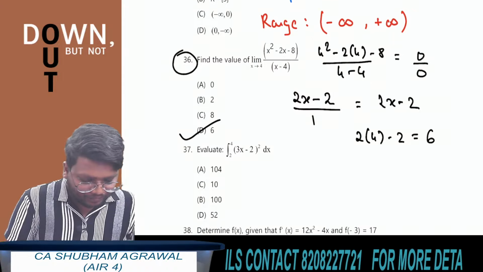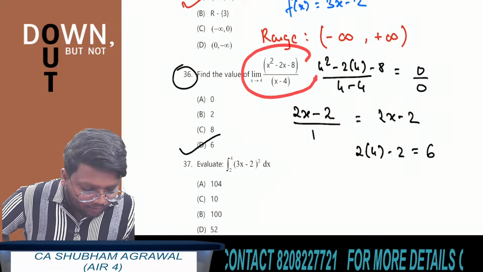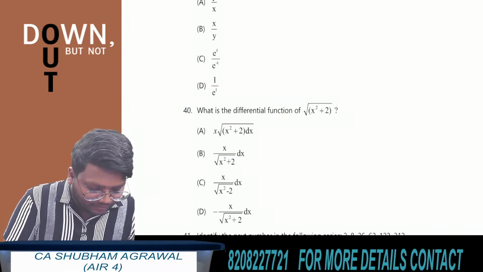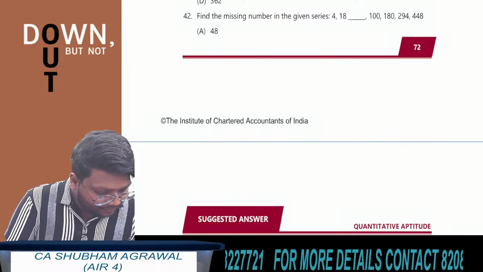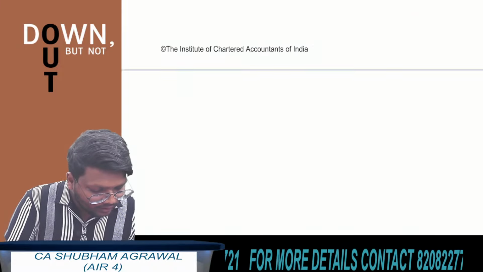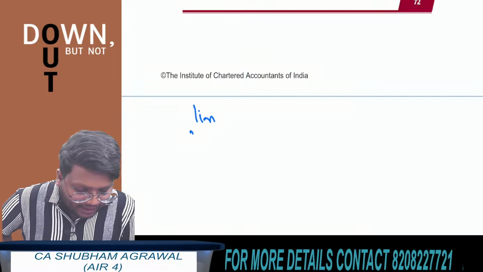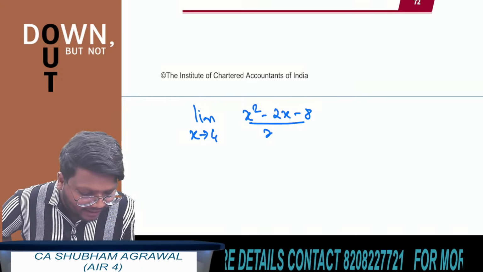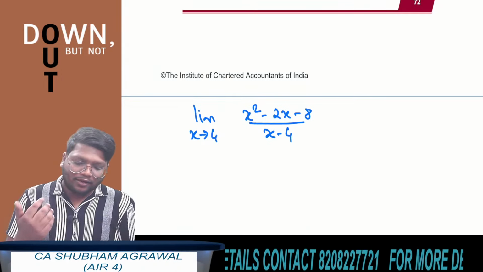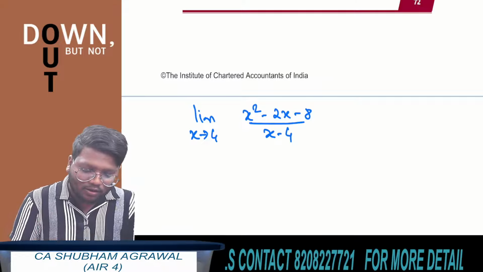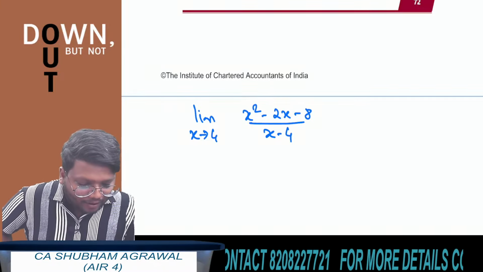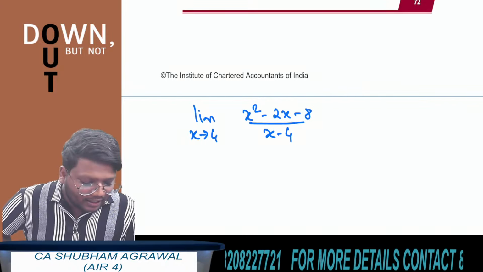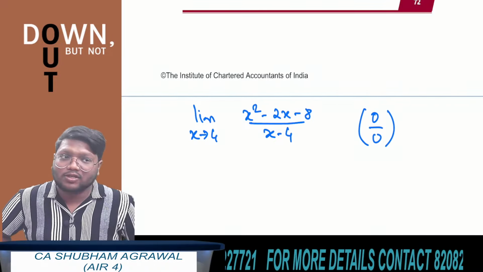Clear? I am giving you one more method to get the answer for this question. See, this is the alternative method I am explaining here. Limit x tends to 4 of (x square minus 2x minus 8) divided by (x minus 4). If you do not know the results of differentiation, then also you can get the answer. If you put the value of x as 4 in the numerator and denominator, what are you getting? 0 by 0. Here the limit is in 0 by 0 form.